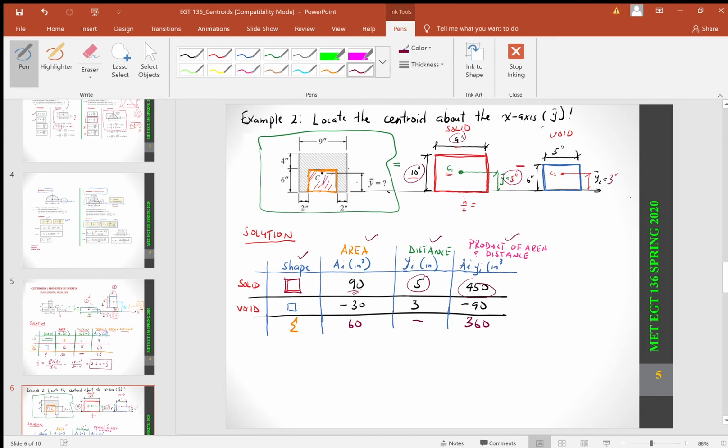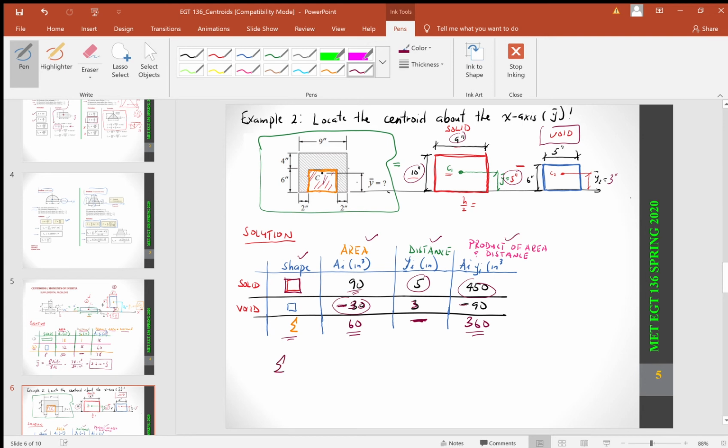Now go to the void. The area of that is going to be 30, but remember, you put a negative 30 because it's a void. It's missing. The distance is just going to be 3, and the product of the two gives you negative 90. Then we sum them up. The sum of the area is 90 minus 30, which gives us 60. We do nothing to the distance, and 450 minus 90 is 360.